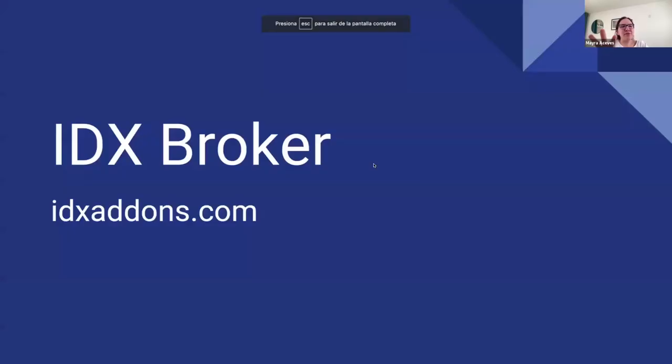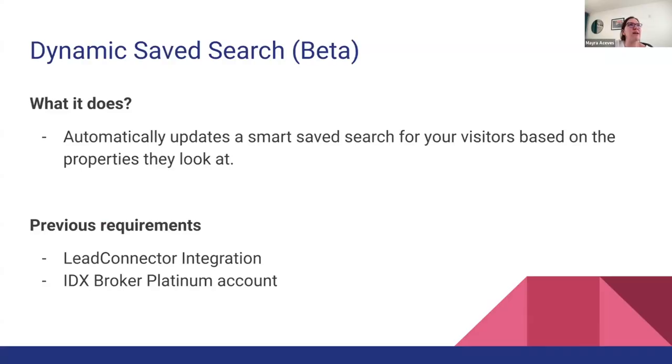Okay, I'm going to talk to you first about the dynamic saved search. In the last webinar, we gave a very short intro of what we are releasing right now. We are offering this dynamic saved search app. It's in beta version. We are still doing some tests, but the idea is that we automatically update a smart saved search for your visitors based on the properties they are looking at.